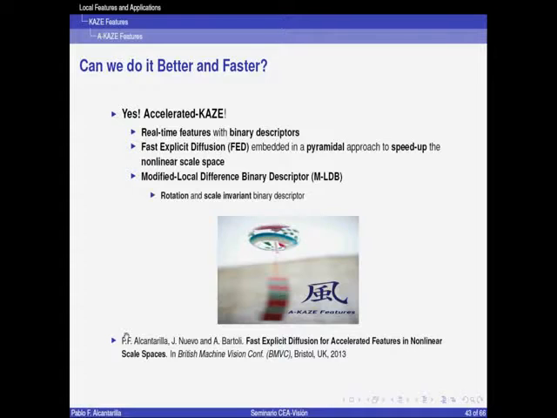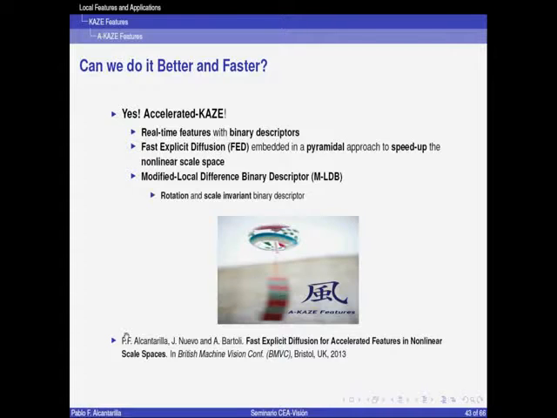And the answer for this question was yes, absolutely. And that's the reason why we released last year a novel method called accelerated KAZE features, or AKAZE. I was working on this method with my colleagues Jesus Nuevo and Adrian Bartoli, so we published a paper called Fast Explicit Diffusion for Accelerated Features in Nonlinear Scale Spaces that was published last year in the British Machine Vision Conference in Bristol in the UK.